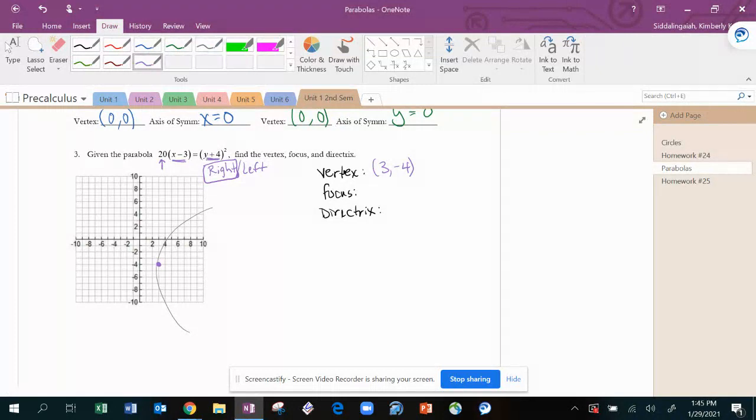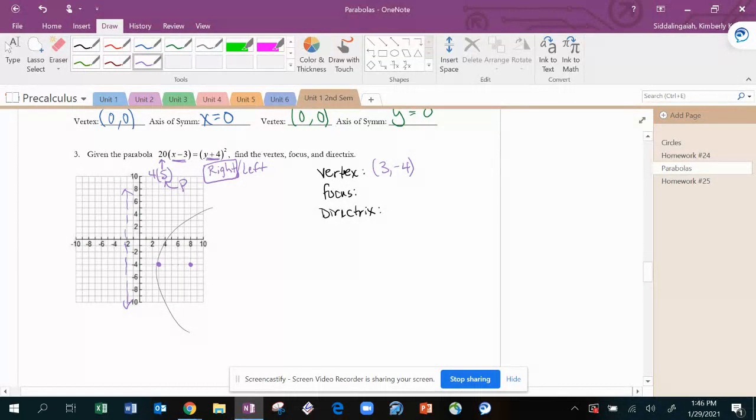The next piece I'm going to do is figure out what that p value is. So that's where we go to the 20 and we rewrite it as 4 times a number, in this case 4 times 5. So that 5 is my p value. Well, what does that mean? That means the focus is 5 units away. And remember, it's always inside the parabola. So 1, 2, 3, 4, 5. And then the directrix is going to be 5 units behind. 1, 2, 3, 4, 5. And I'm going to draw in my directrix.